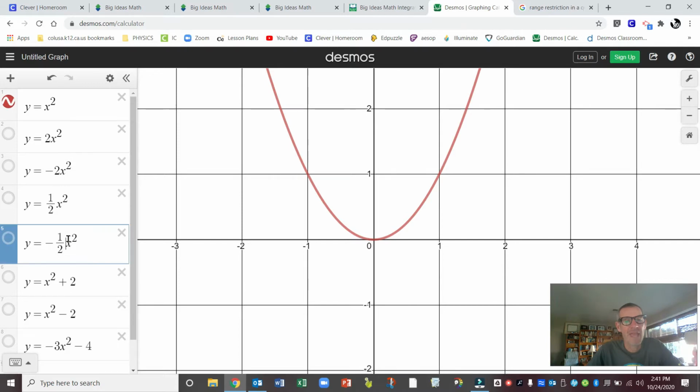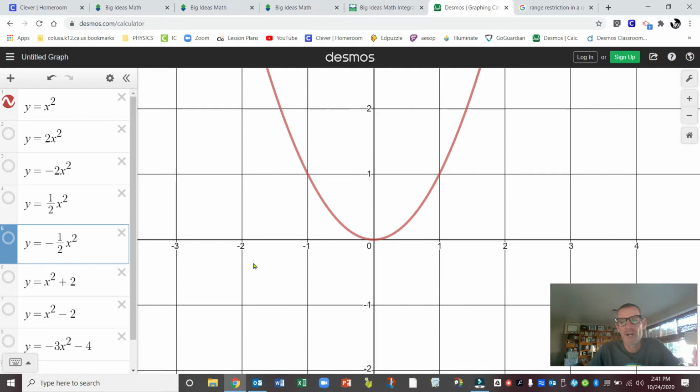The next graph, the a value is negative 1/2. So we know that's going to have a vertical shrink, which will make it wider than the parent function, but because of the negative sign, it will open down. So we'll have a parabola that opens down that is wider than the parent function.